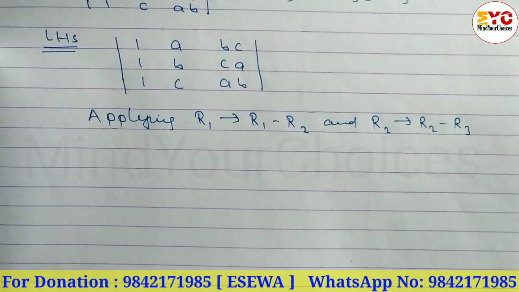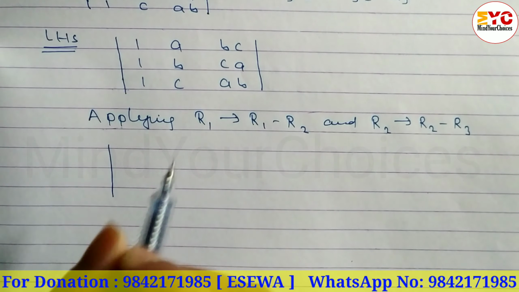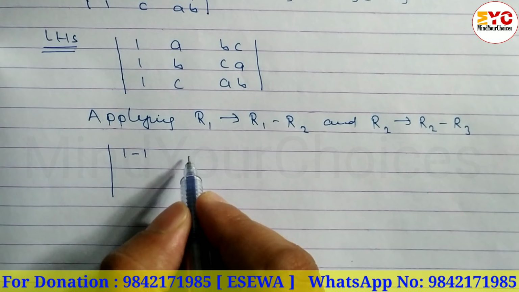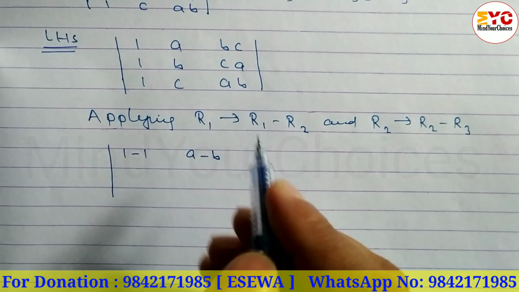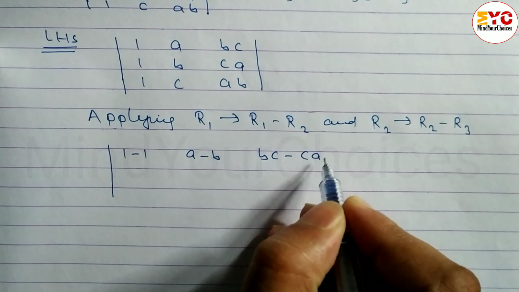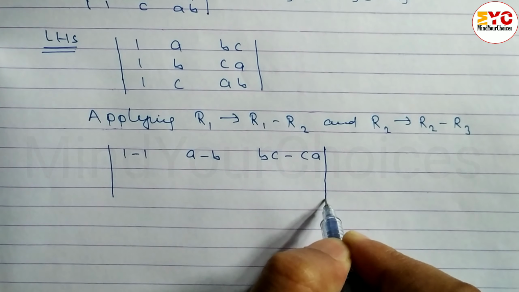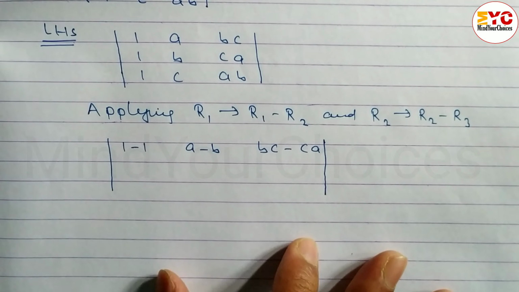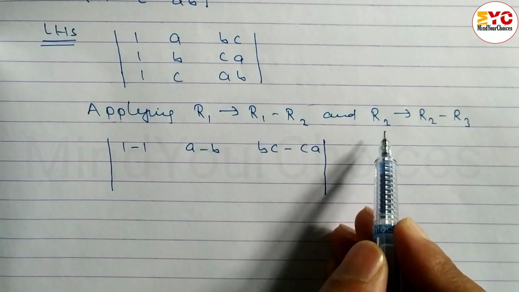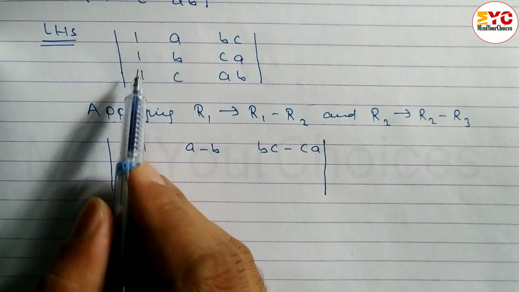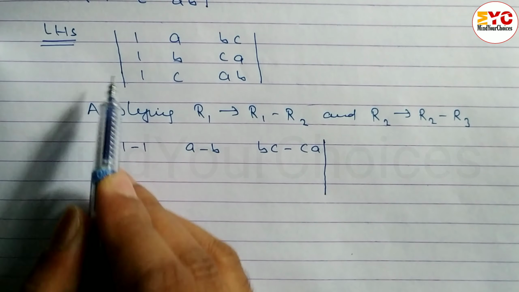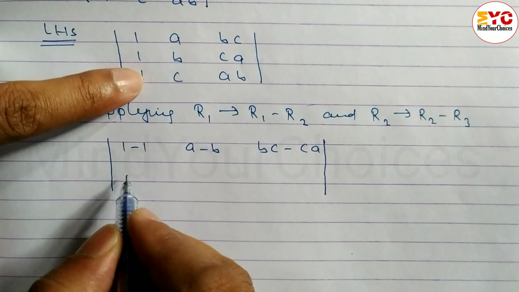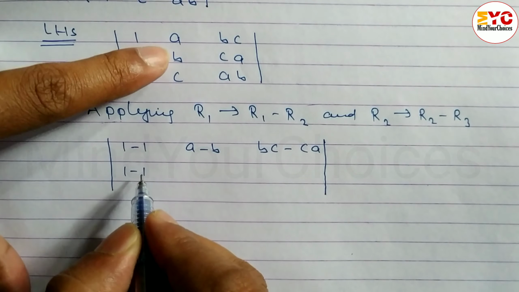Okay, up to here. Now this and this we have to subtract. 1 minus 1, when you subtract R1 minus R2, what we have to write is A minus B. When you subtract these two, we write BC minus CA. Hope you understand up to here. R1 tends to new R1 will be R1 minus R2, subtraction of R1 minus R2. Similarly R2 tends to R2 minus R3. To make new R2, the second row, we have to subtract R3 from R2. So again 1 minus 1, and again B minus C.